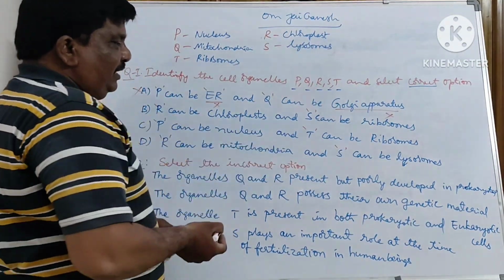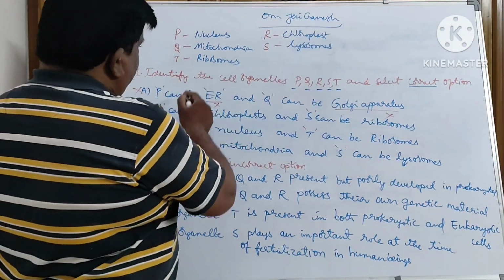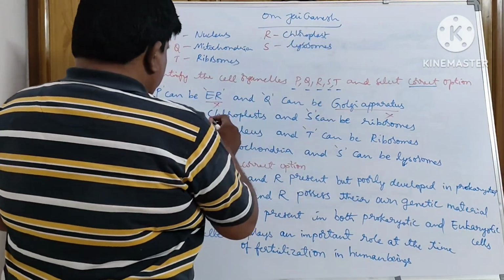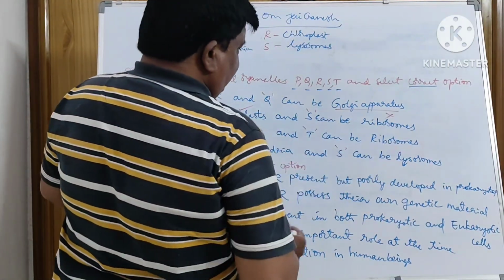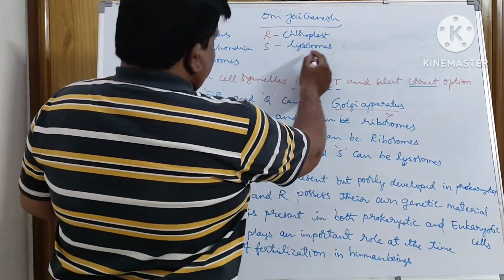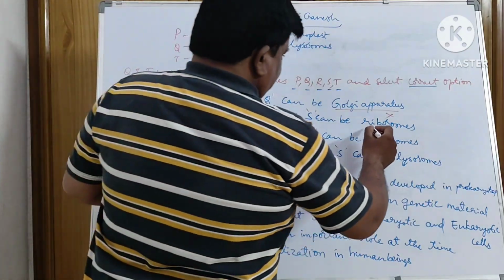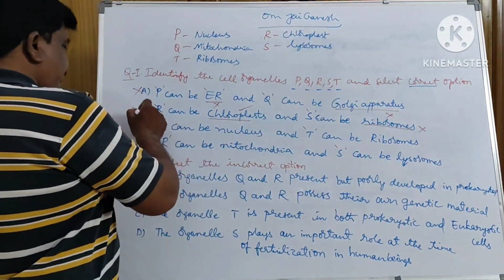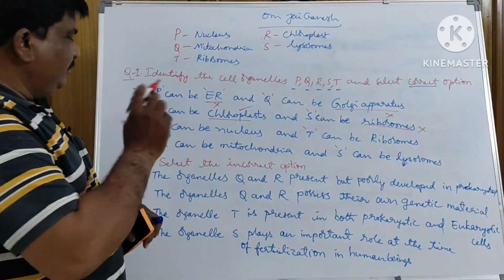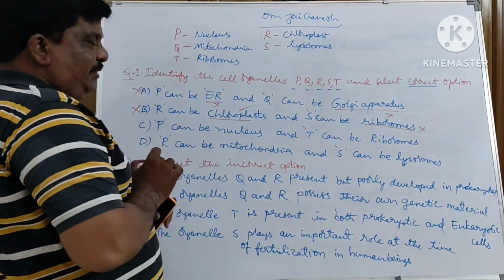R can be chloroplast. What is R here? Chloroplast. Then it is correct. And S can be ribosomes, but here S is lysosomes. So it is half correct, half wrong. So statement B is also wrong. It's not correct. Go for the C option.